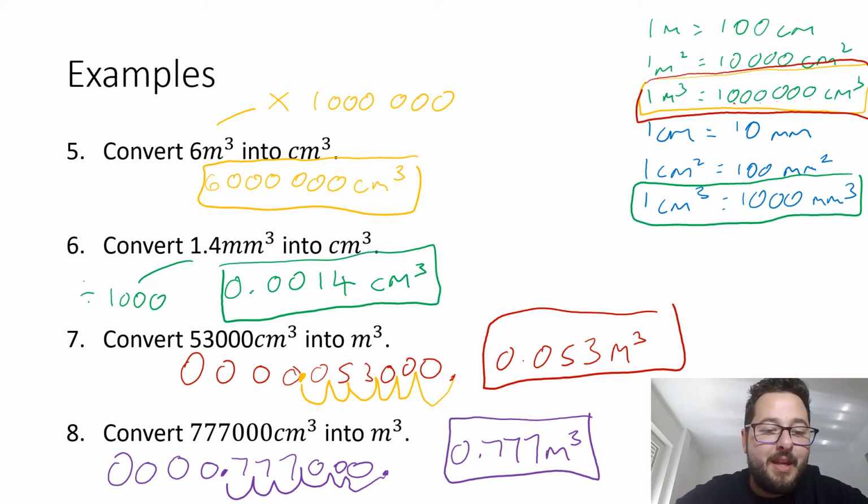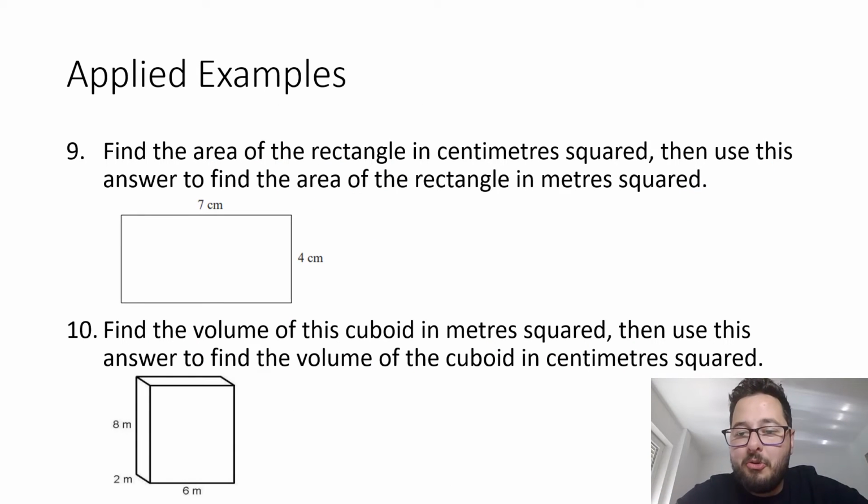All right then. Okay, so I hope that all made a bit of sense. So let's do a couple of applied examples. So as always, feel free to pause the video and try these yourselves. Otherwise, we'll do them together. So number 9, find the area of the rectangle in centimeters squared, then use this answer to find the area of the rectangle in meters squared.